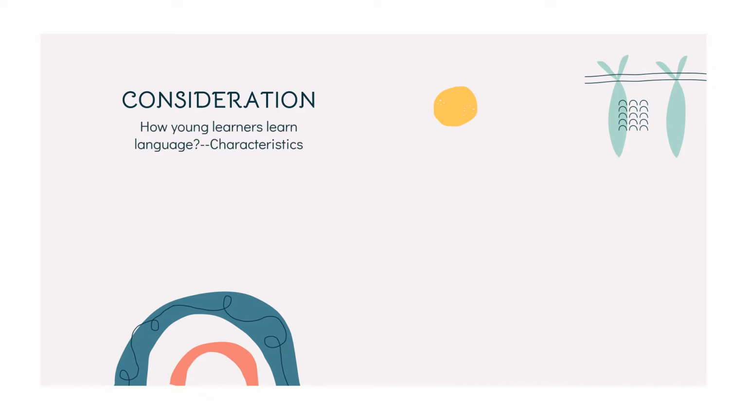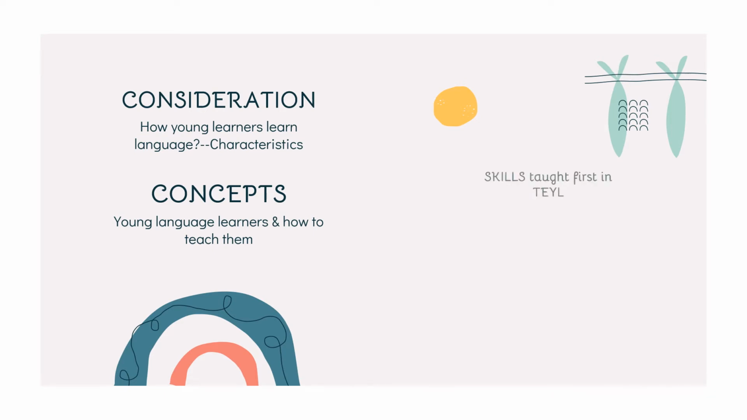Well, in this meeting, we talk about consideration why we have to teach English to young learners. So today, we'll talk about how young learners learn language. So we talk about the characteristics of them. Then we talk about the concept. It relates to young language learners and how we teach them.